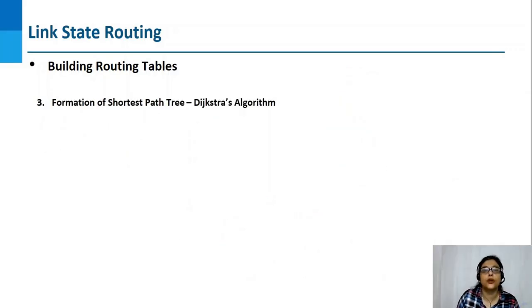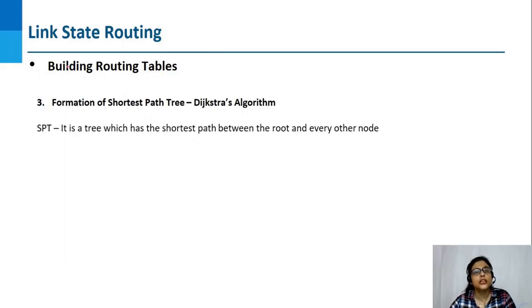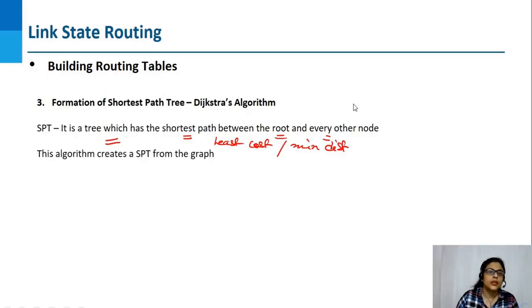The 3rd step is formation of the shortest path tree. We use Dijkstra's algorithm here. The shortest path tree is a tree which will have the minimum cost path, or the shortest path, between the root and every other node. This shortest path is based on the least cost or minimum distance, whichever is applicable. So the algorithm will create the shortest path tree from the graph or the topology that is given.